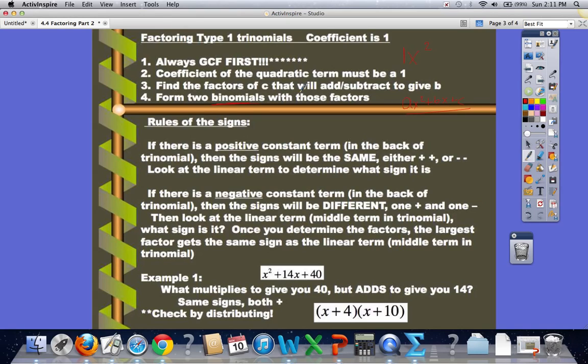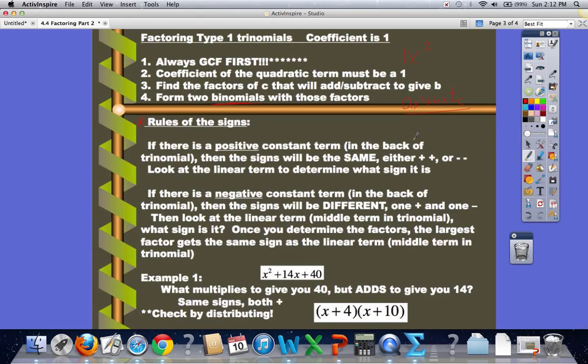Now, the main thing that I want to stress here is the rules of the signs. If you know the rules of the signs, this will help you in every type of factoring situation, no matter what it is. If you can remember this, it will save you a lot of problems down the road. And it's not hard. The rules are, if there's a positive constant term, the one in the back end, so in other words, right here on the back end of this, if this is positive, okay, that means the signs are going to be the same. They're either going to be plus plus or minus minus.